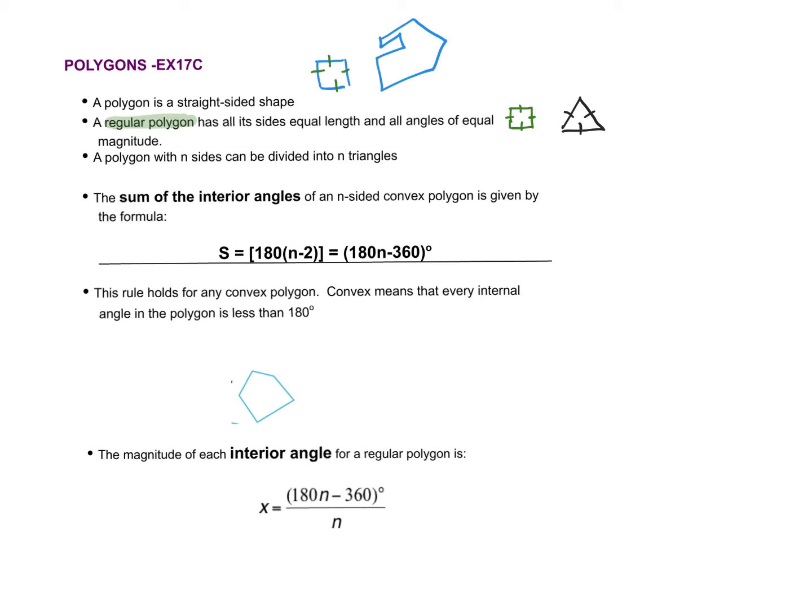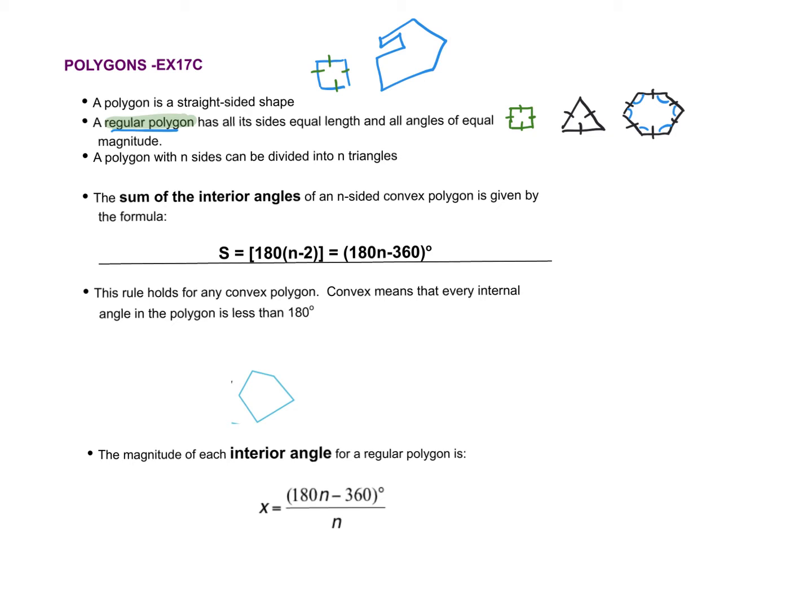You're going to hear them say it's a regular hexagon, so that means it's six-sided and they're all the same. A lot of ours will be regular and they'll say that. And when we have a regular polygon, the angles are also the same size. So all those angles inside that hexagon would be the same size.